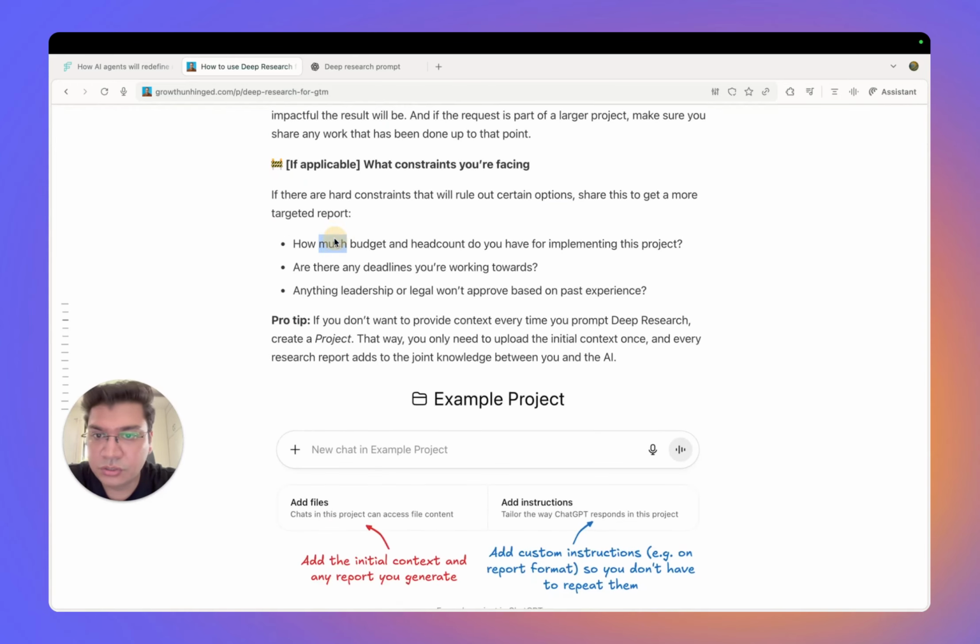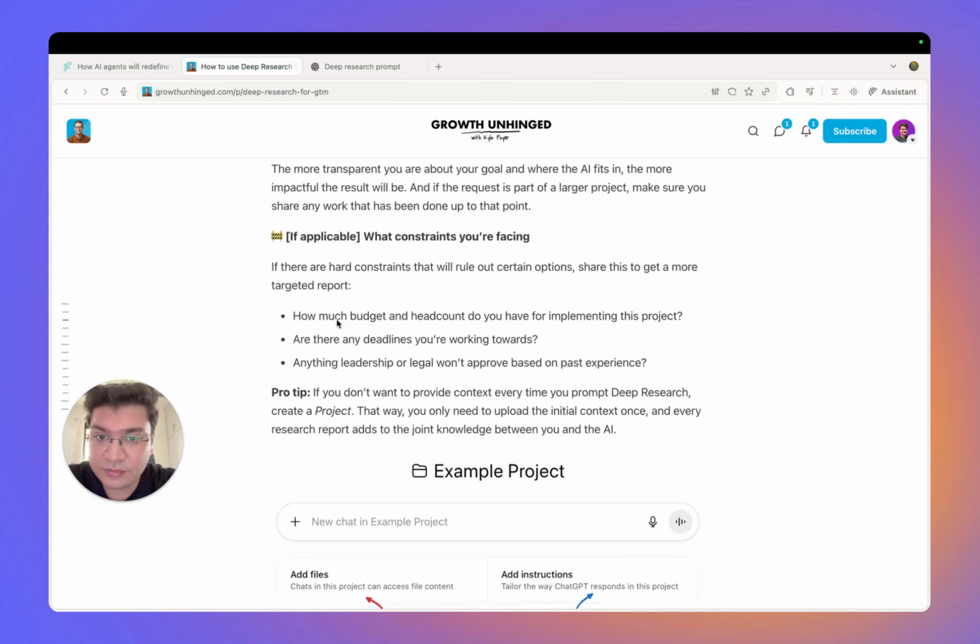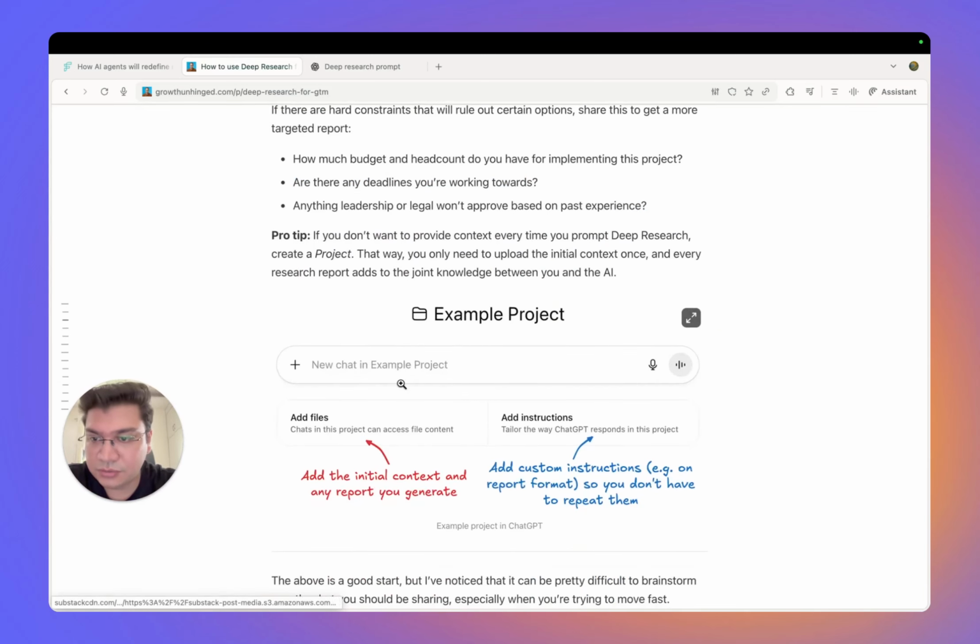And also, you should mention the kind of constraints that you have. For example, how much budget or headcount do you have for implementing this project? Are there any deadlines, or realistic deadlines for you to do it? Is there anything leadership or legal won't approve? So that is something that you can do.